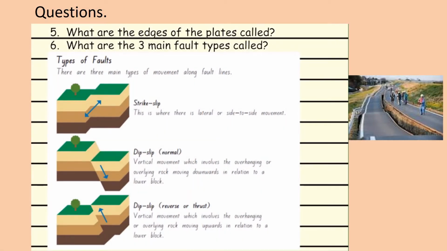So, what are the edges of the plates called? Well, they are called fault lines or faults. Okay, and the 3 types of fault are strike slip, where they slip forwards or backwards, the dip slip, where they slip down from being above, and then there's the reverse thrust, where it slips from being underneath and up above. So one might slip down, and then another time might slip back up again. So it might be a dip slip normal, and then it might be a dip slip reversed or thrust. So that's how the plates move all the time.